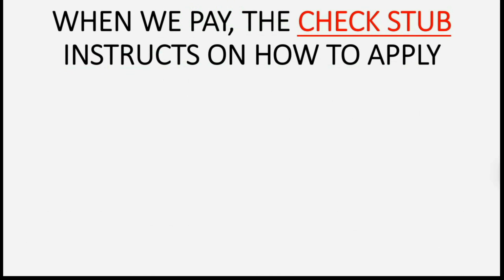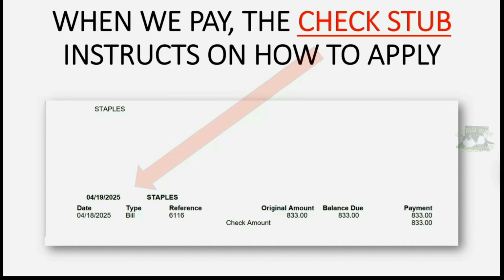Now, when we pay, the check stub instructs the vendor on how we want the payment to be applied. So if we back up a little and say what actually happened when we sent the payment and how a mistake happened, usually we instruct the vendor by putting on the check stub which particular unpaid open bills we would like the check applied to. And in this case, it's only showing one unpaid bill, but you would see several.